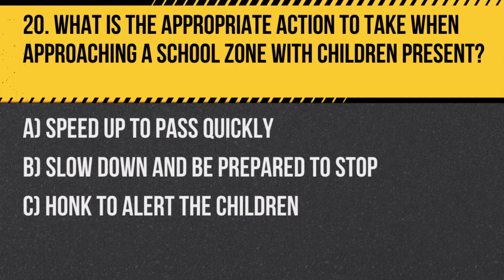Question 20. What is the appropriate action to take when approaching a school zone with children present? A. Speed up to pass quickly. B. Slow down and be prepared to stop. C. Honk to alert the children. Answer. B. Slow down and be prepared to stop. Extra caution is needed in school zones for the safety of children.